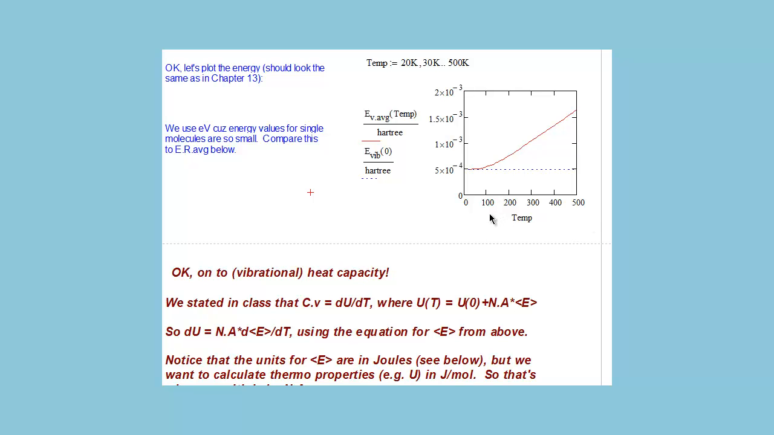So, we want to calculate heat capacity. Heat capacity is going to be the change in energy with respect to temperature. And at high temperatures, you would expect it to be constant because this slope is constant in this graph. Alright, so let's go down and calculate this.